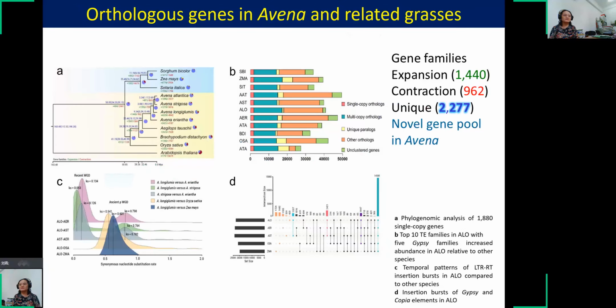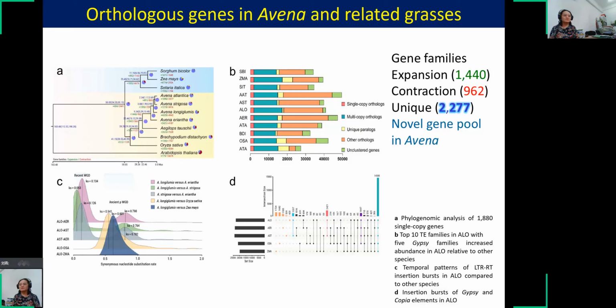We clustered annotated genes into gene families among ALO and 9 other grass species. A total of 1,885 single-copy genes were identified among 11 species, which were used for phylogenetic reconstruction. In the subfamily Pooideae, Avena diverged from Aegilops tauschii 20 million years ago. The C genome diploid Avena eriantha diverged from the A genome diploid species around 9 million years ago.